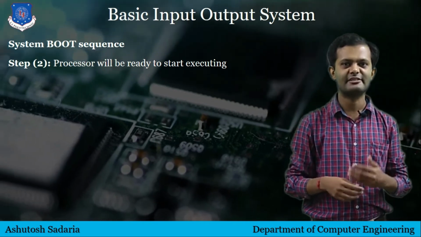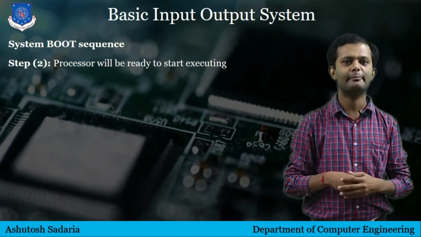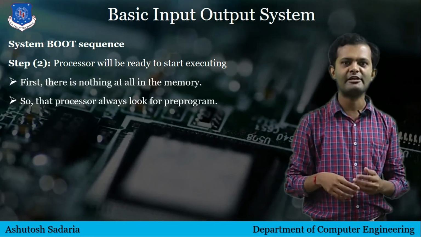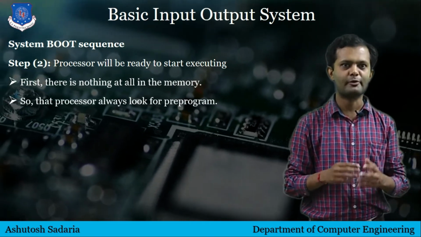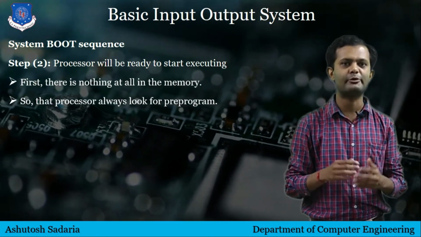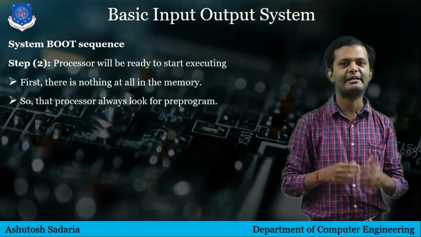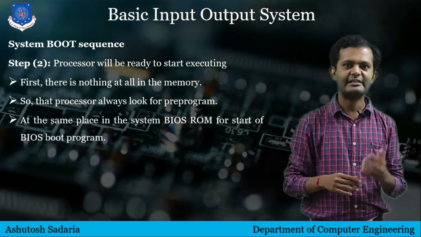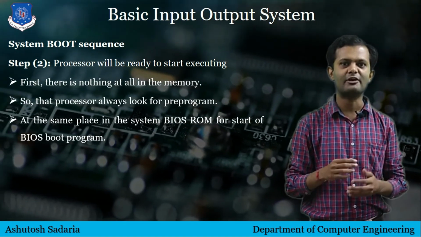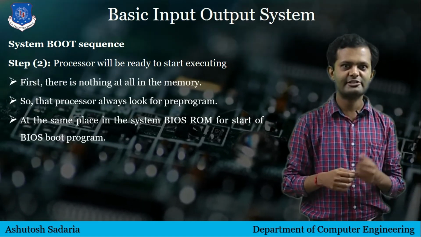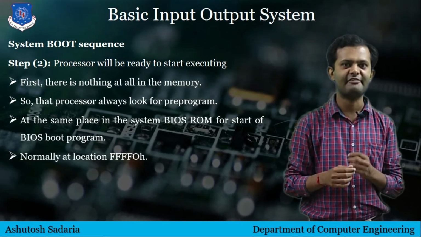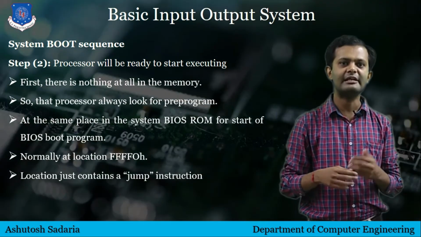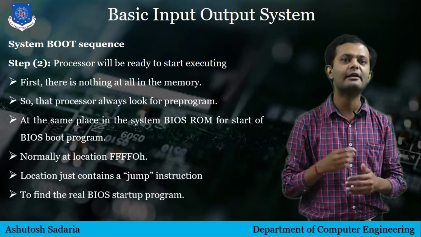When the processor first starts up, there is nothing at all in the memory to execute. Of course, processor makers know this, so the processor always looks for a pre-programmed address. The processor manufacturers and BIOS manufacturers came together and decided on a common address in the BIOS, so that all processors can look at the same place in the system BIOS for the start of the BIOS boot program. This is normally the location called FFFF0H. This location just contains a jump instruction telling the processor where to go and find the real BIOS startup.